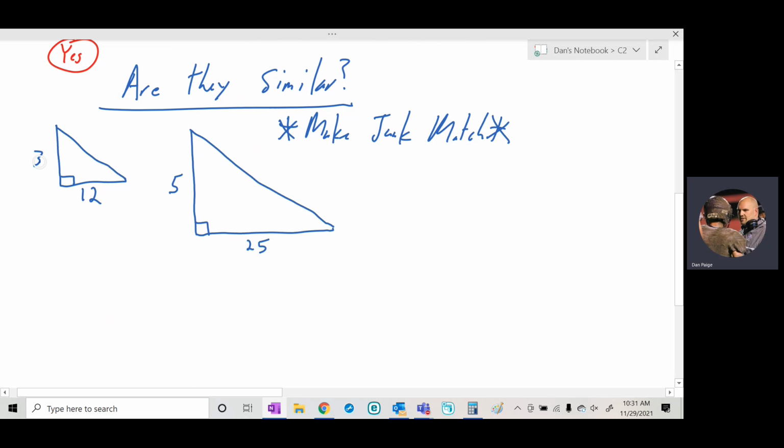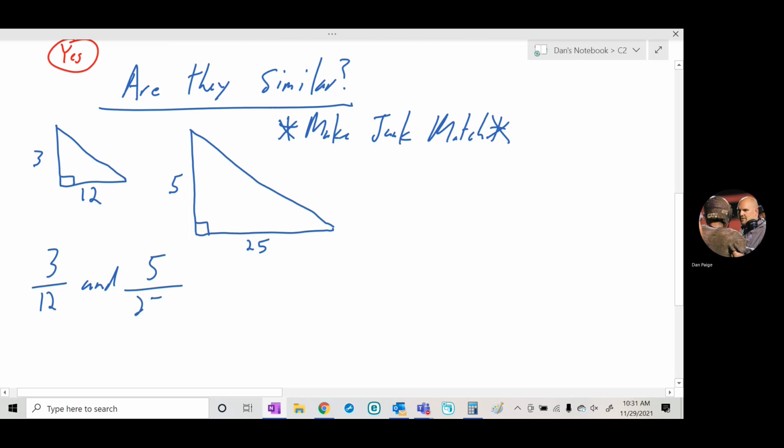I can have the left side over the bottom side. If I did 3 over 12 for this triangle, what matches with the 3? The 5. The 5 has to be on top because it matches. And then what's on the bottom? Now we're going to solve this the exact same way. You can reduce them like fractions, you can do cross products, or you can find a relationship. Anyone out there think that they can solve this one?